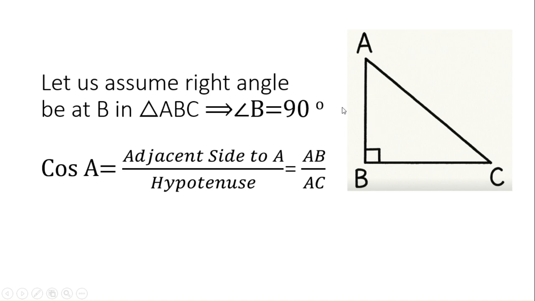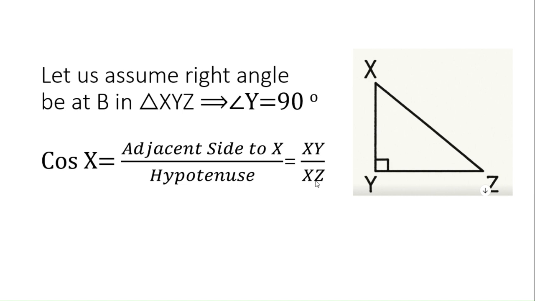As A is an acute angle, what can we write? Cos A is equal to the adjacent side to A by hypotenuse. The adjacent side to A is nothing but AB, and the hypotenuse is AC. So cos A is equal to AB by AC. Of course, BC is the opposite side, but we have been given only cos A, so we are talking about the adjacent side to A by hypotenuse. I think this is clear for you, right?